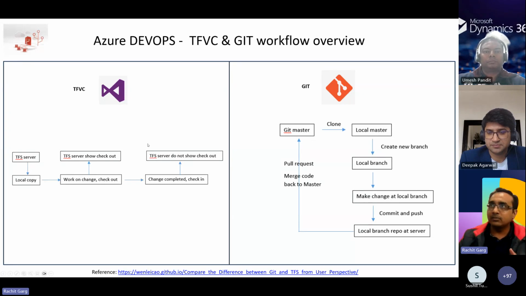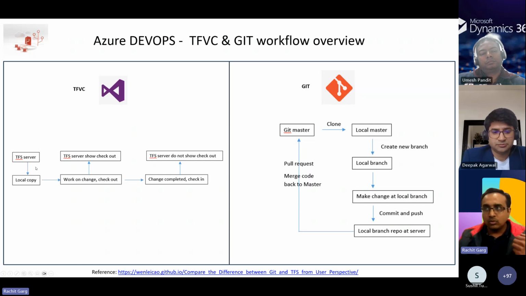But for FNO development, the difference is that when you are using TFVC as your source control system, in your development machine you configure the workspace mapping and create a local copy. You basically do a get latest, which creates a local copy.